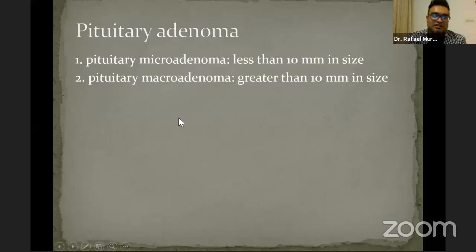So it is divided into two parts: pituitary microadenoma, which is less than 10 millimeter in size, and pituitary macroadenoma, which is greater than 10 millimeter in size.